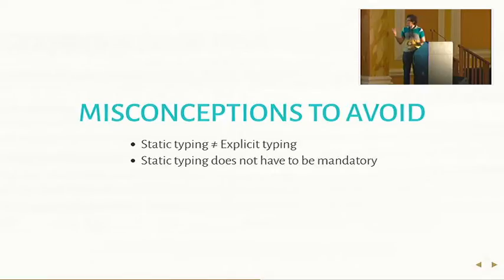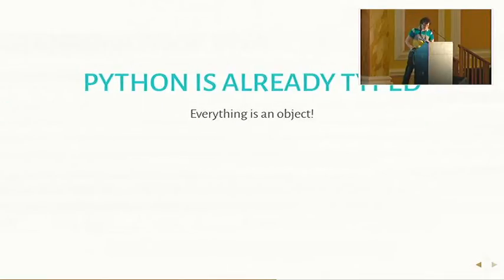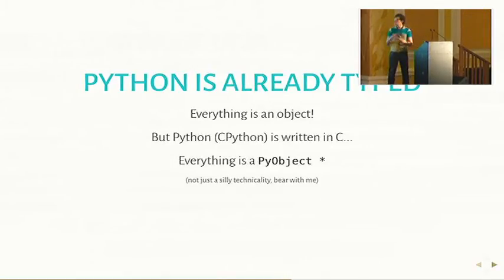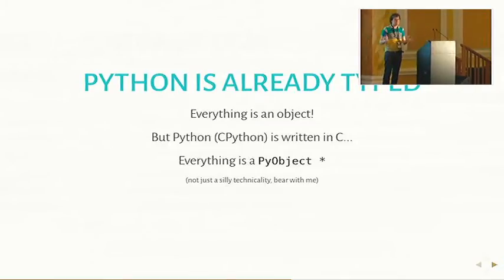So how does this non-mandatory typing work? Well, there's a small trick around. It may be like a little technicality, but bear with me for a second. Python is already a typed language, because in Python, everything is an object. And if you look at the implementation of CPython, everything is actually a PyObject pointer when you see it in C. So there's this single large type that is able to do everything.